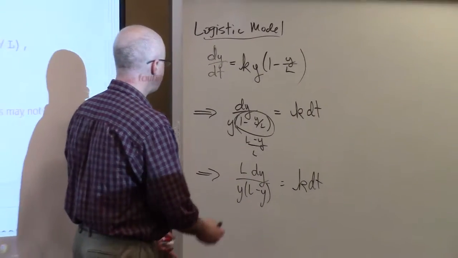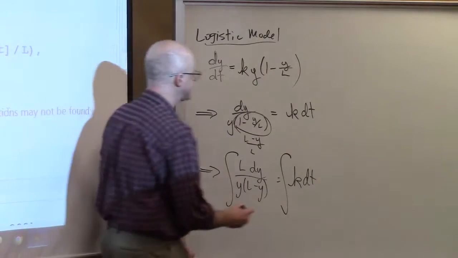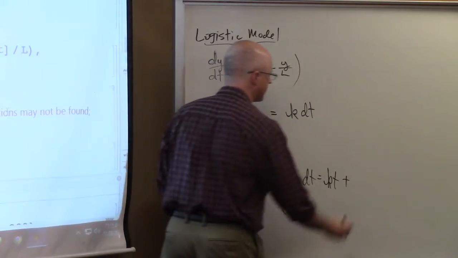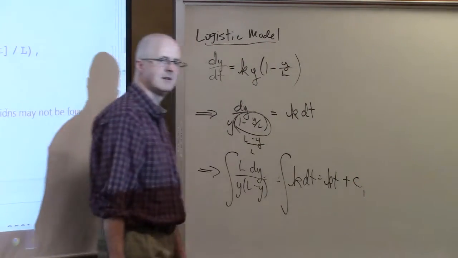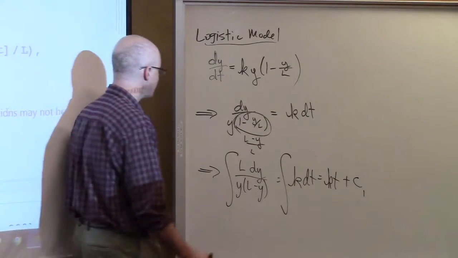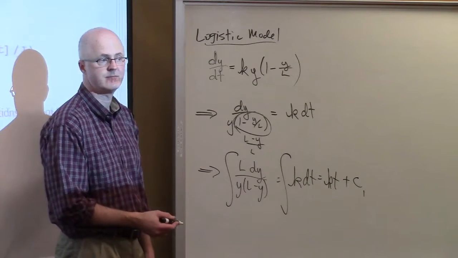We would now want to integrate both sides. The right-hand side is easy to integrate. k times t plus some integration constant. Let's call it C1, because we're going to have other C's. The left side, you technically want to use partial fractions to help you integrate it.